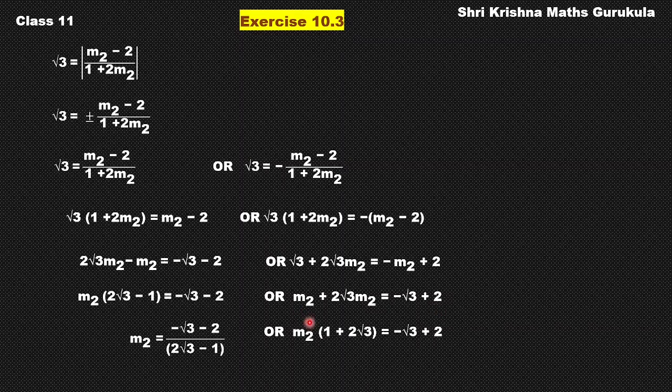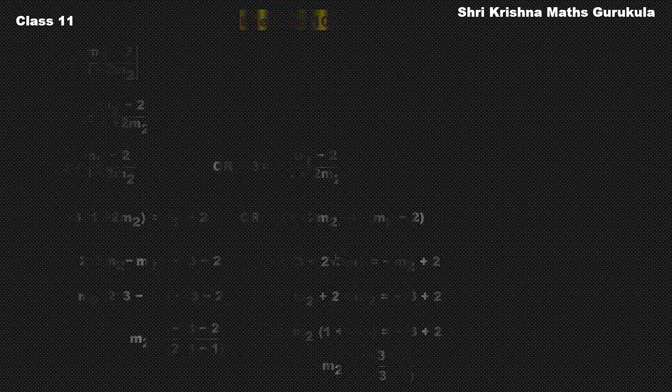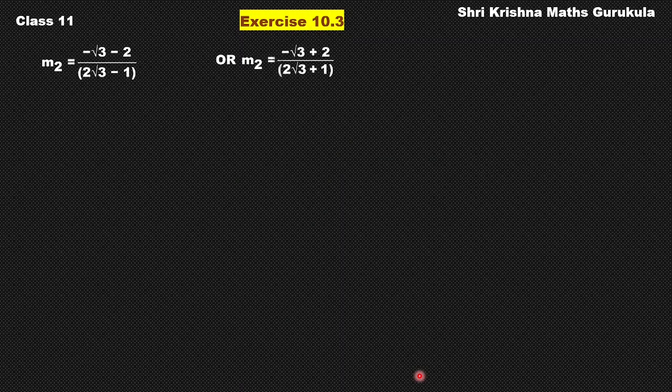Take out m2 as common factor, then it is m2 into 1 plus 2 root 3. That's equal to minus root 3 plus 2. So m2 is equal to minus root 3 plus 2 whole divided by 2 root 3 plus 1. So in two different cases, we have got the slope of the same line as either this or this. I'm carrying both m2 to the next slide also. So these are the two possible slopes of the line.